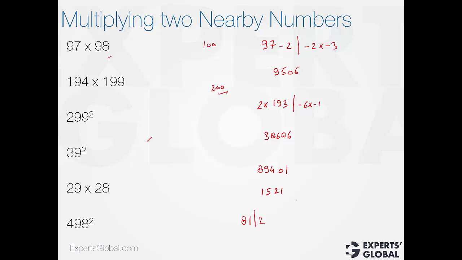498 square, try doing it quickly. 498 minus 2, 496 into 5 would be 2480. How I did it quickly is 496 is 4 less than 500. So its 5 times would be 20 less than 2500. So that's 2480, and then minus 2 square is 04. So 498 square is 248004.